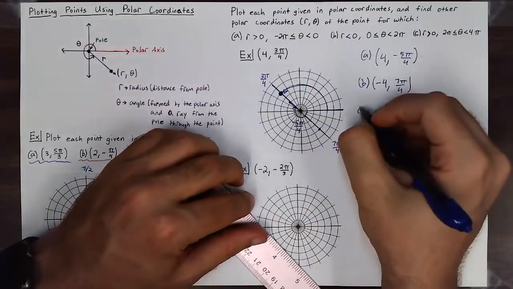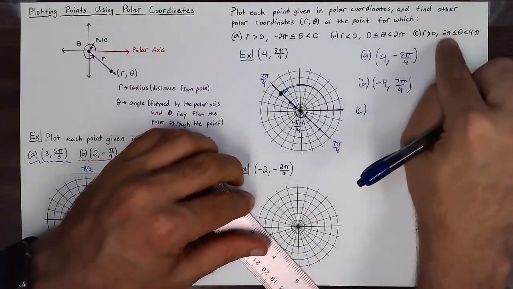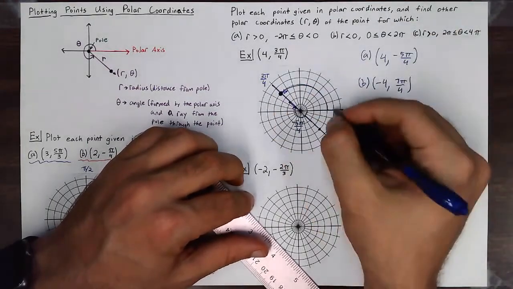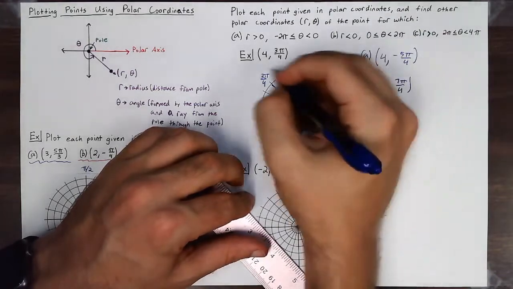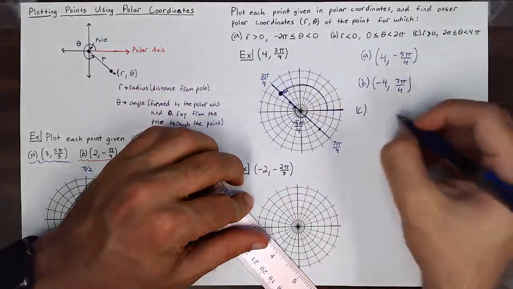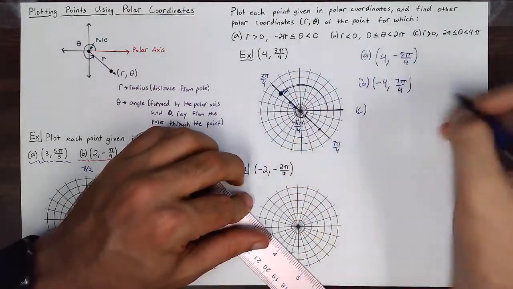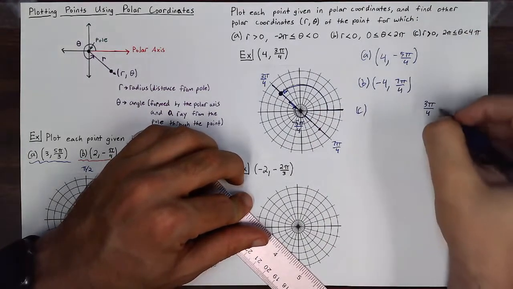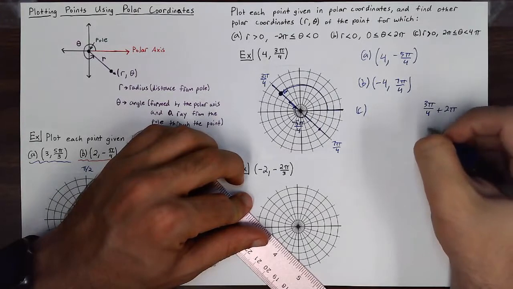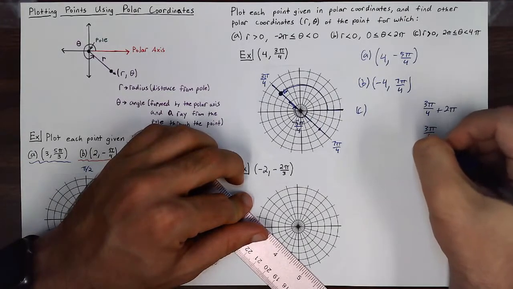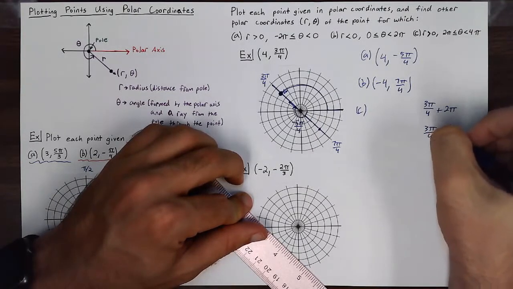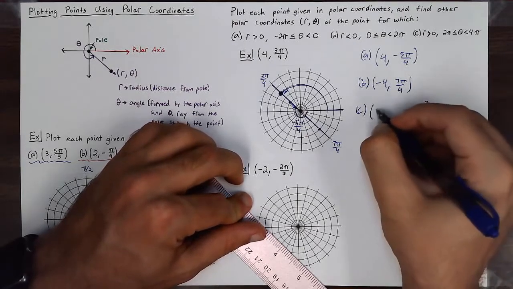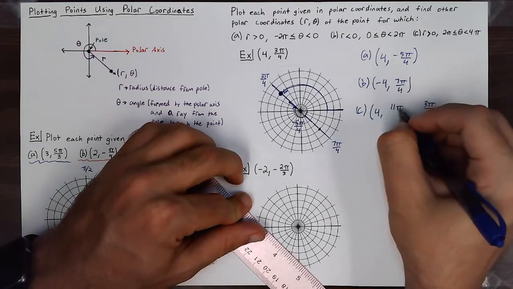Now part C, I want a positive radius still, but I want more than a 360 rotation. So I need to go full 2 pi and then a little bit extra. Well, that little bit extra is already 3 pi over 4. So in order to find the full rotation, I'll just take 3 pi over 4 and add another 2 pi to it. So I'll get 3 pi over 4 plus 8 pi over 4 to get a common denominator, which is 11 pi over 4. So that point would be 4 comma 11 pi over 4.